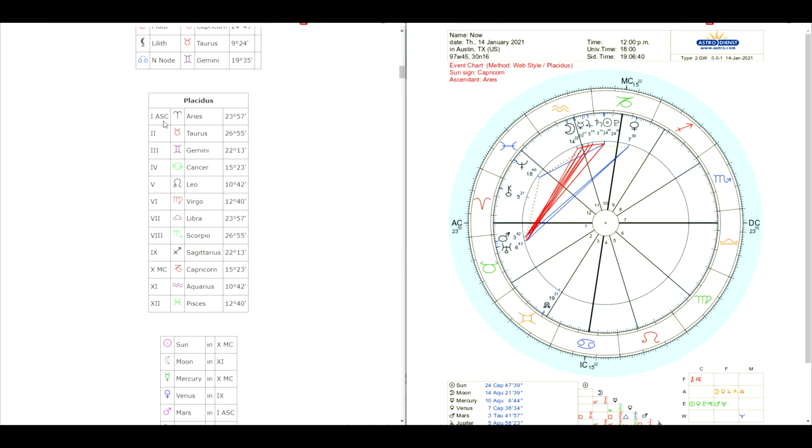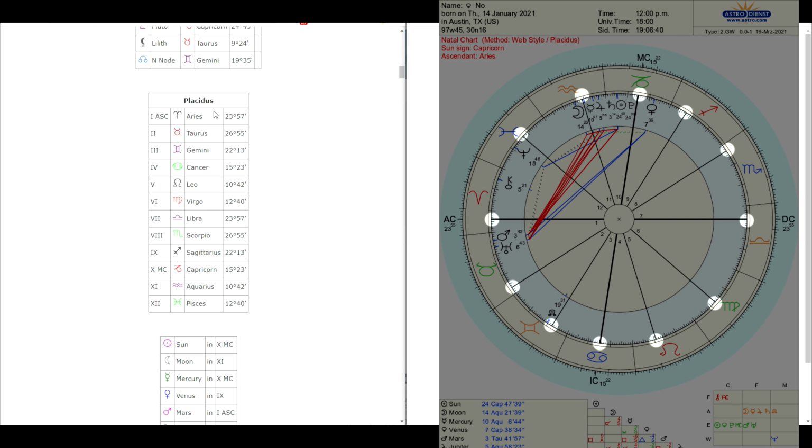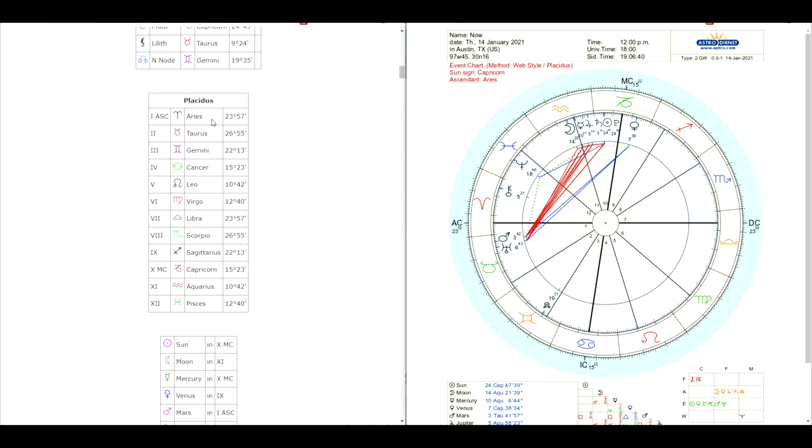So there are 12 houses, of course, numbered 1 through 12. We keep it pretty simple. And the house cusps will fall on specific degrees of the zodiac to mark the beginning of each house. So here we can see that the first house, what is called the ascendant in astrology, is in the sign Aries and is in 23 degrees and 57 minutes. And we can see that here on the circular chart, this bold horizontal line. This is the ascendant, the first house cusp, and this is the descendant, the seventh house cusp.